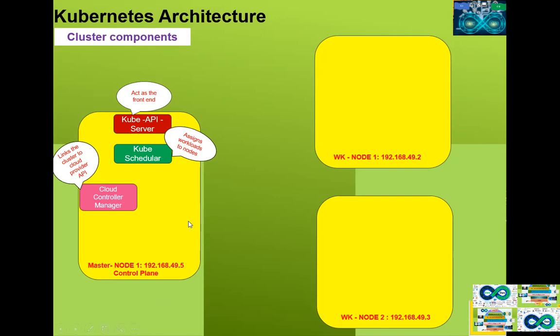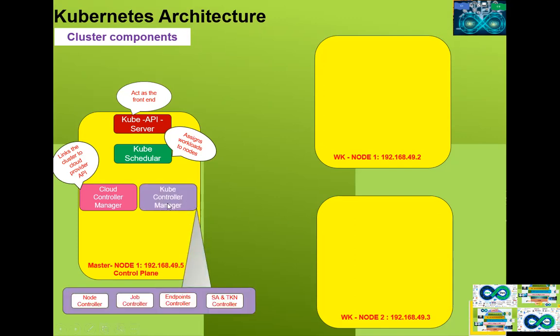Then comes the Kube control manager, which is maintaining the control information, right? In the control manager, we can see four subcomponents: the node controller, job controller, endpoint controller, and the service accounts and token controller. So we have four subcomponents.